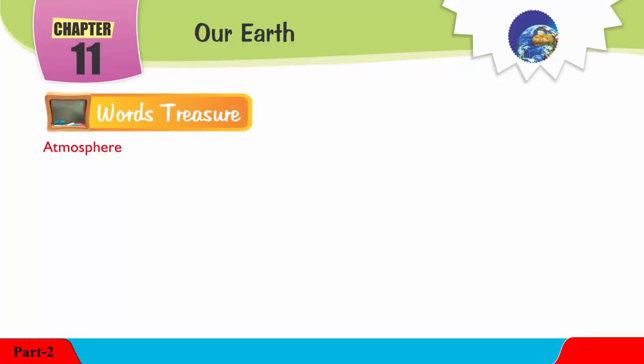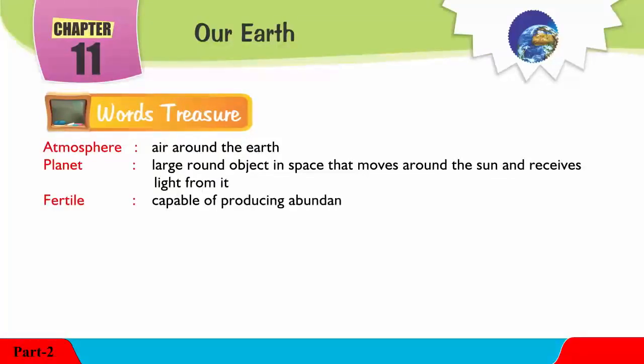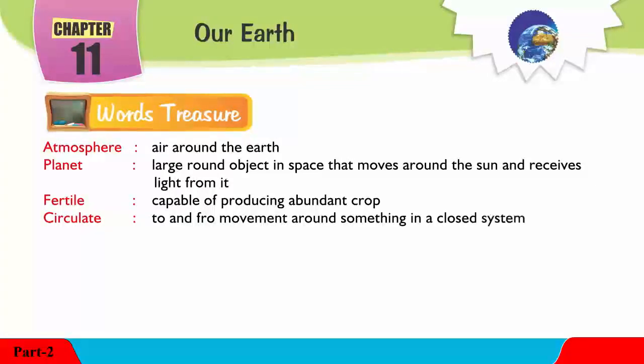Words treasure. Atmosphere. Air around the earth. Planet. Large round object in space that moves around the sun and receives light from it. Fertile. Capable of producing abundant crop. Circulate. To and fro movement around something in a closed system.